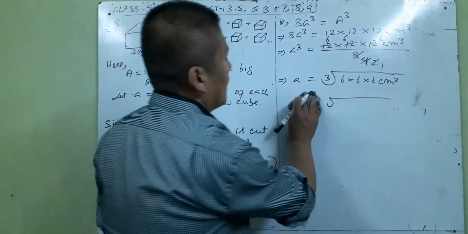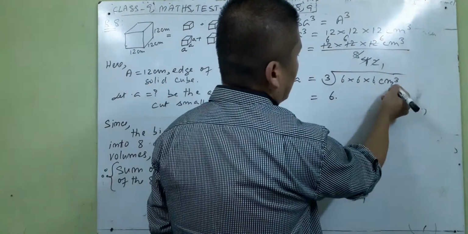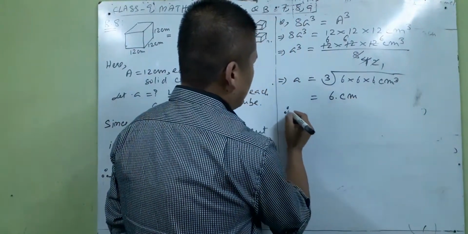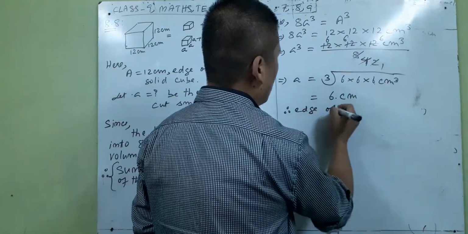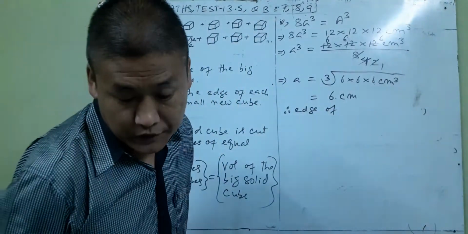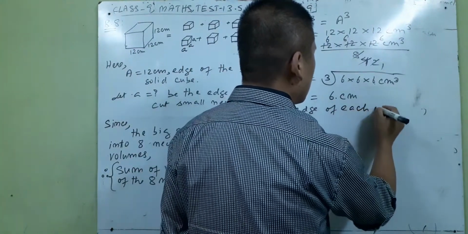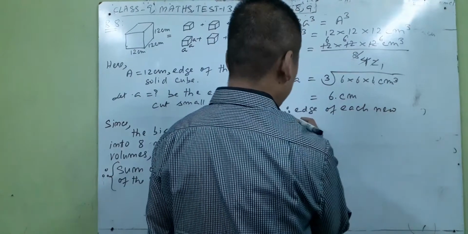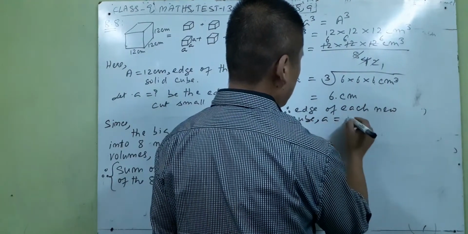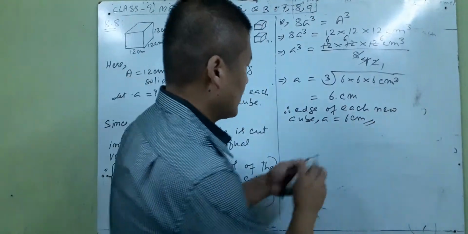Next, under cube root, a triplet of the same number will come out as single. A triplet of unit centimeter cube will come out as single. So the first answer: the question is asking, what will be the side of each new cube? h means side only. The h of each new cube, which is a, is equal to 6 centimeter. The first answer is 6 centimeter, okay?